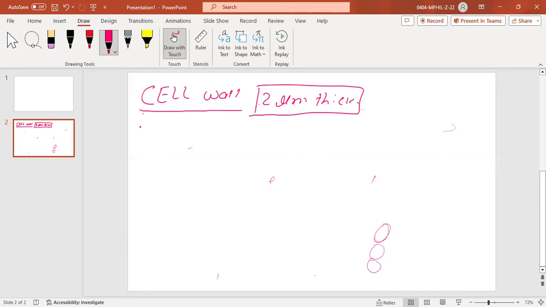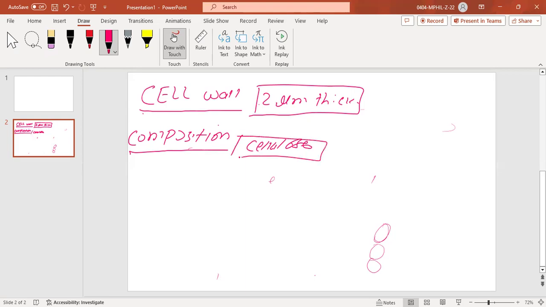We know that. Another thing is its composition. So it is made up of cellulose, talking about plants. While if we are talking about fungi or some other cell walls, like in bacteria, they have different composition. But in case of plants, the composition of the cell wall is cellulose.